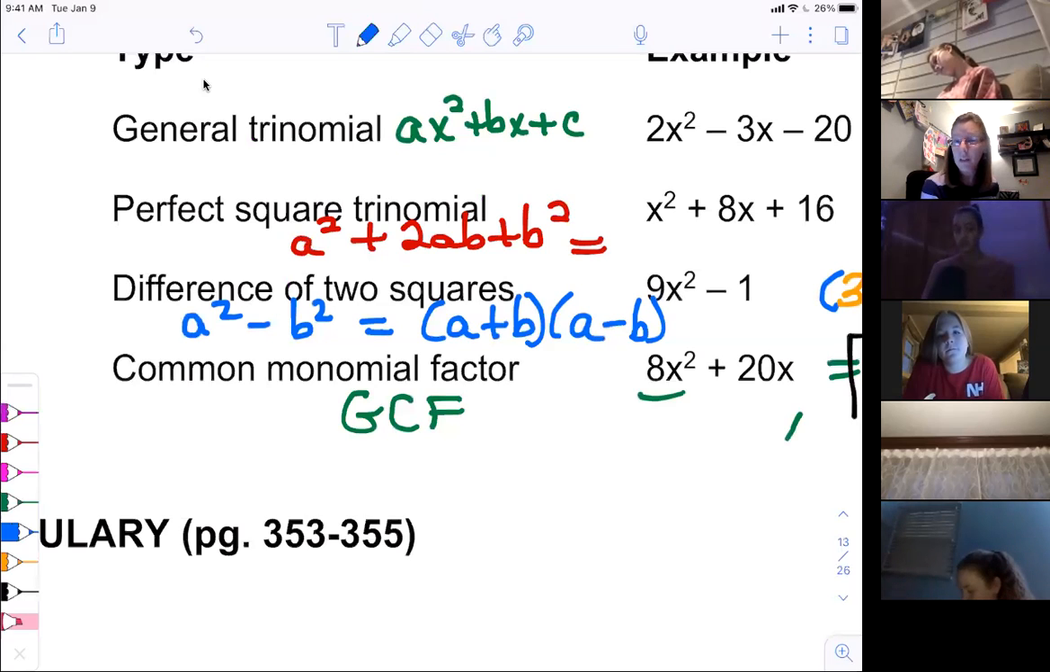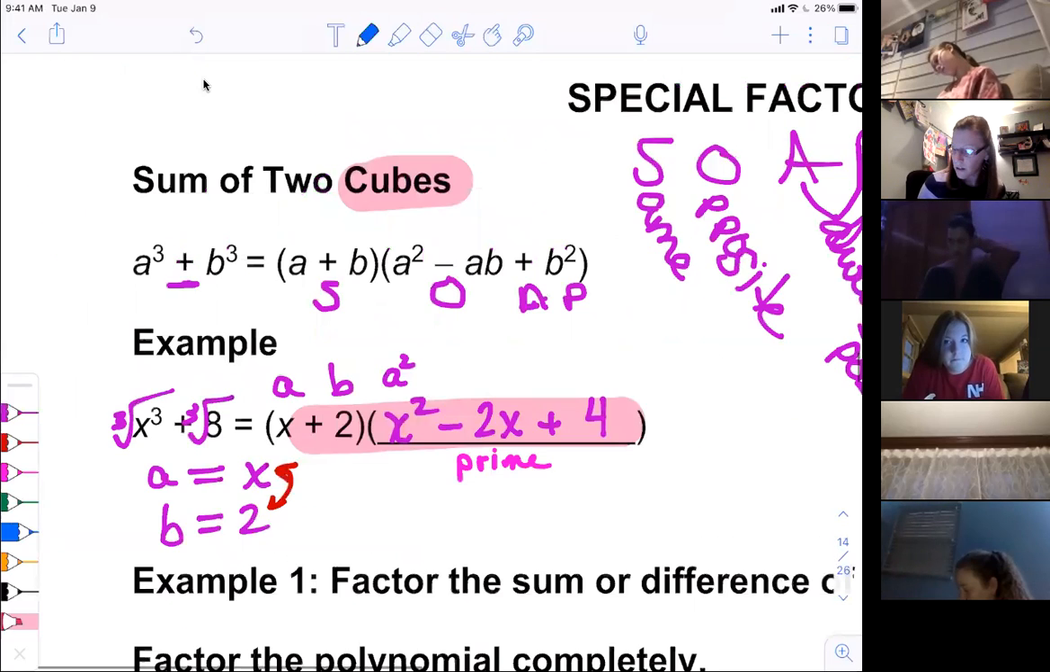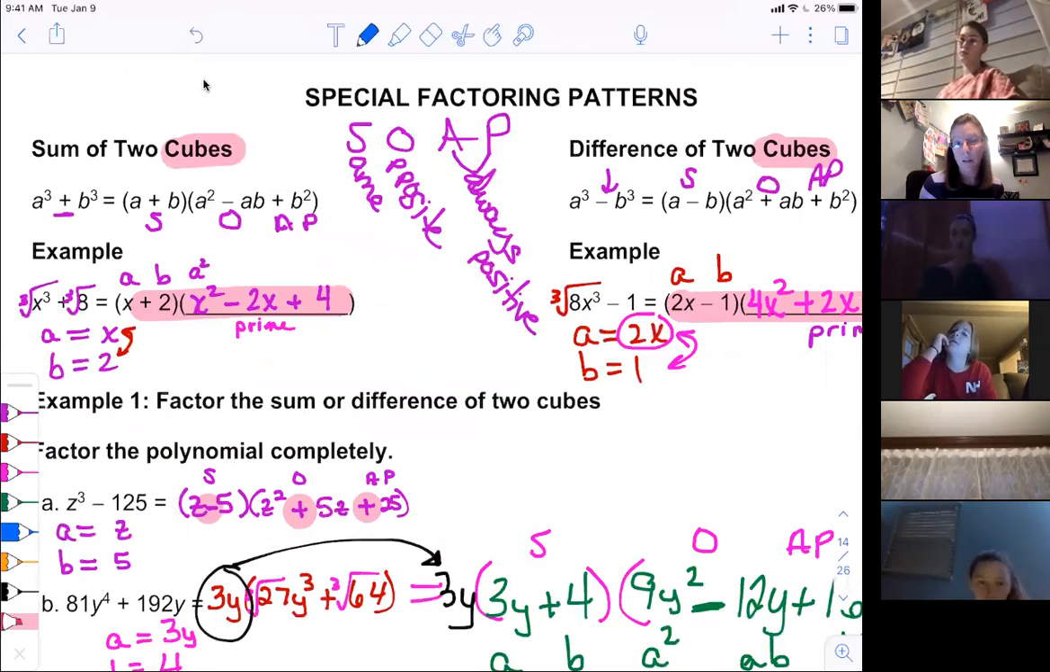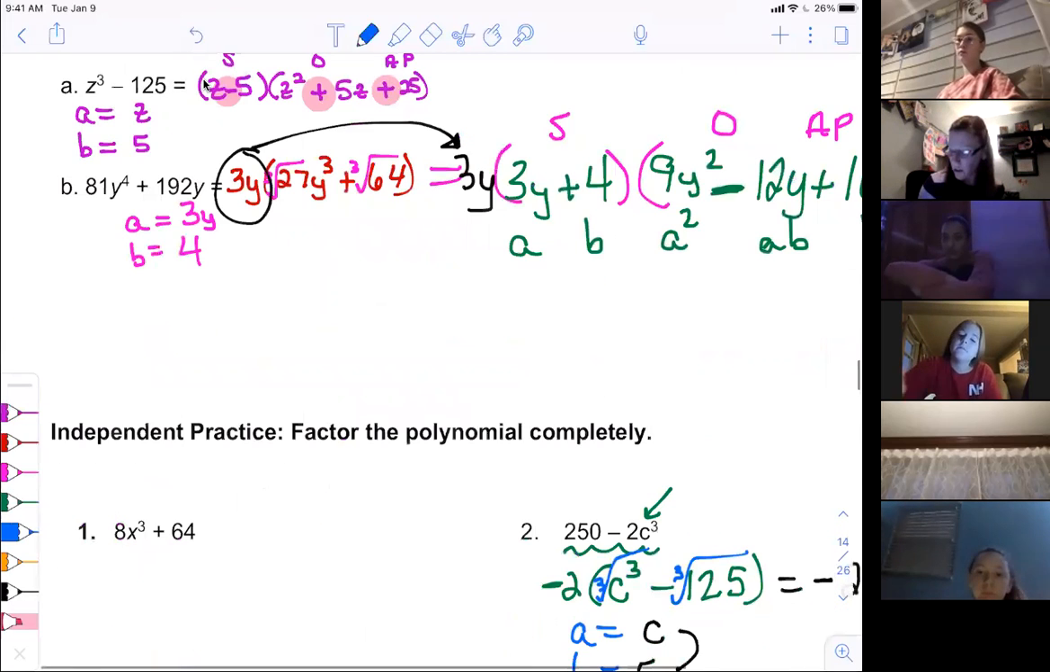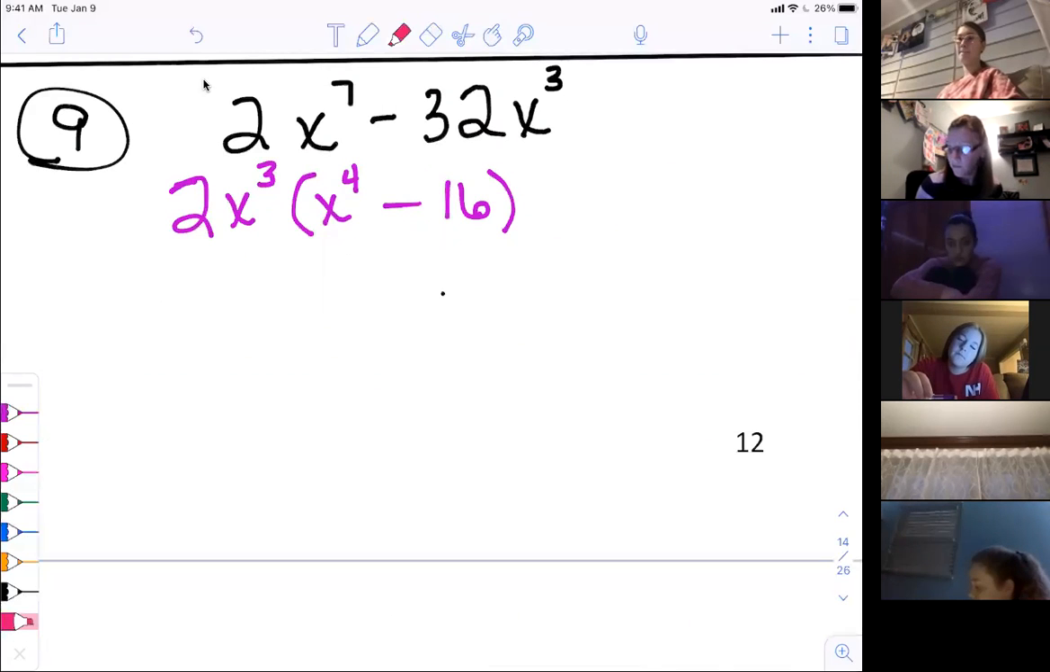Well, ours is definitely a difference. We can check to see if they're perfect squares. And then the common factor monomial, that's the GCF, we already did that. Yesterday, we learned the sum of 2 cubes and the difference of 2 cubes as well. So we need to look to see which one of those it fits, because right now we have 2 terms. So we have to determine, are these squares or are they cubes?